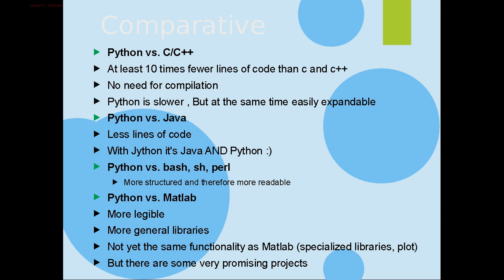Python versus Bash, SH, Perl: more structured and therefore more readable. Python versus MATLAB: Python is more legible, has more general libraries, but not yet the same functionality as MATLAB, in the sense that it doesn't have specialized libraries for plotting. But there are some very promising projects.